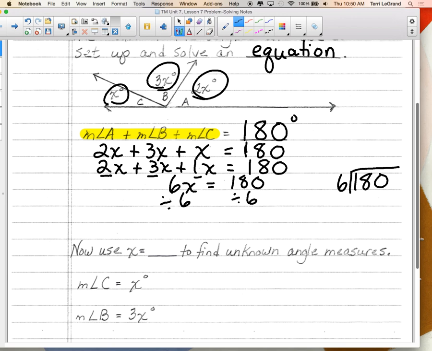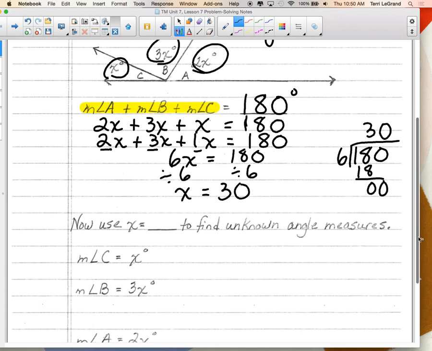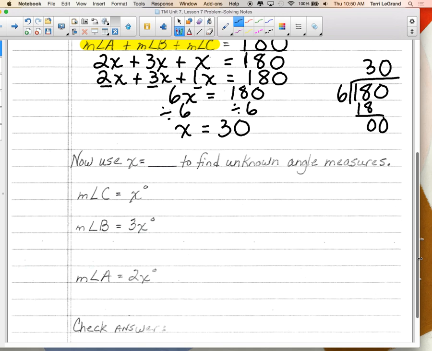Do you guys agree with it? Because 3 times 6 is 18. That's 0. I still have a 0 to bring down here, so yeah, it's going to be 30. So x equals 30. We just solved for x. Now, since we're trying to find all these missing angle measures, if x equals 30, we're going to substitute, just like we did yesterday. Remember substituting in and saying, okay, what do I get?